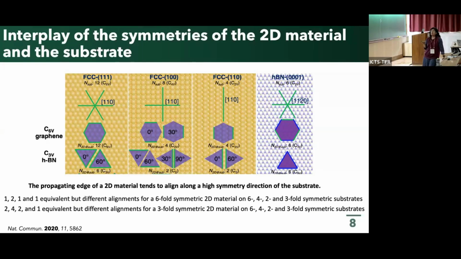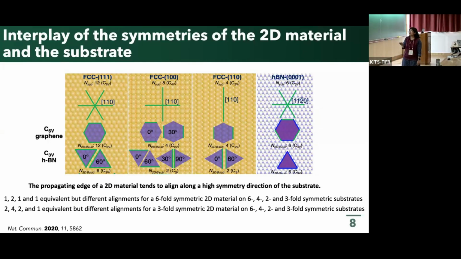Now, why is it important to study these orientations? In the case of graphene, it is still okay, because if you are trying to grow on 110, this is the only orientation that is possible. So if all the domains are growing along this direction, they will finally coalesce and you will get a very large single crystalline graphene. But if you take the case of HBN, now there are 2 possibilities, one is 0 degree and one 60 degree. Now what will happen?